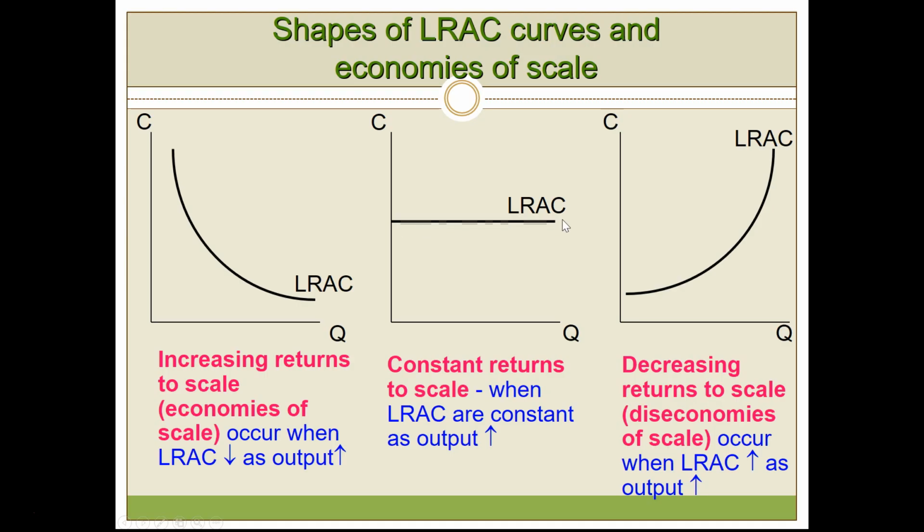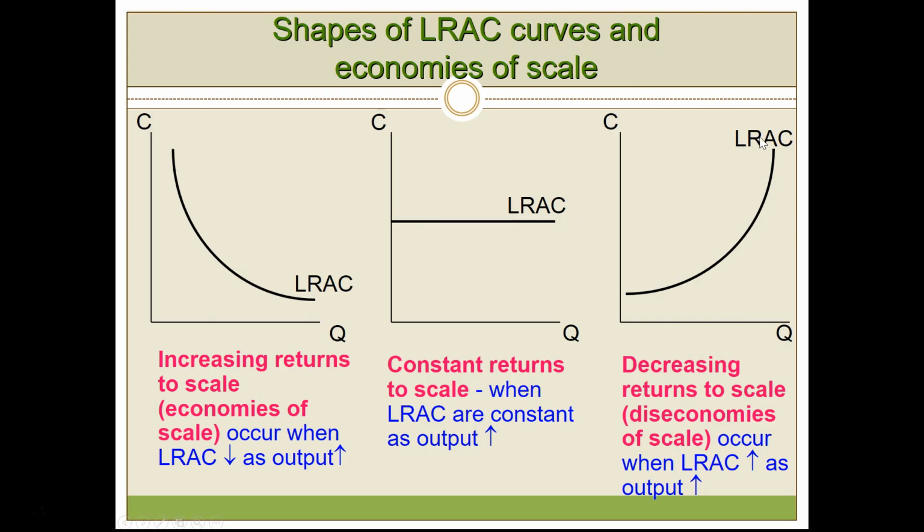The situation when your long-run average cost curve is horizontal, when it's just a straight line, is called constant returns to scale. So you vary your scale of operation, but your returns are the same. It costs you the same amount per unit, regardless of how many units you produce. You double your inputs and your output doubles as well, and your cost will double.